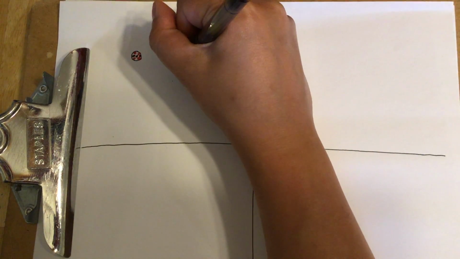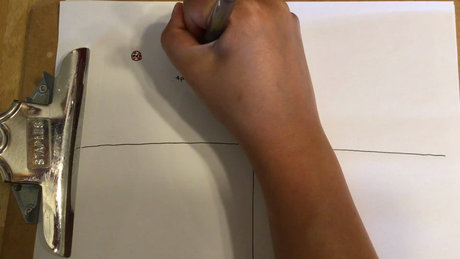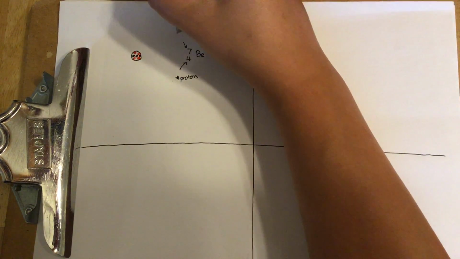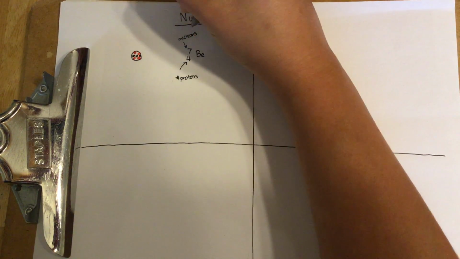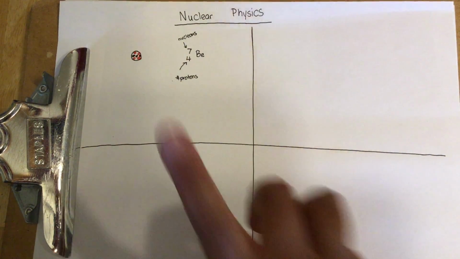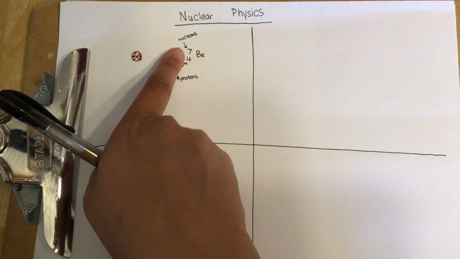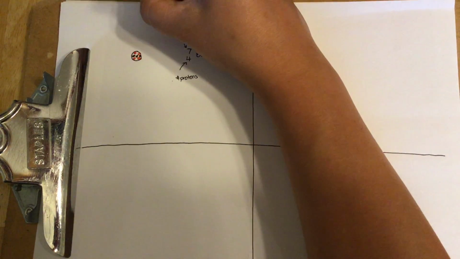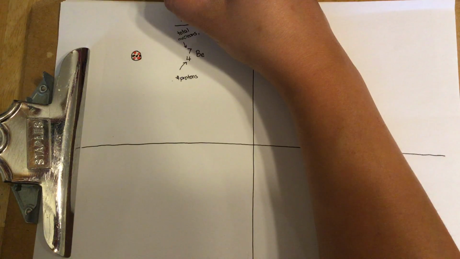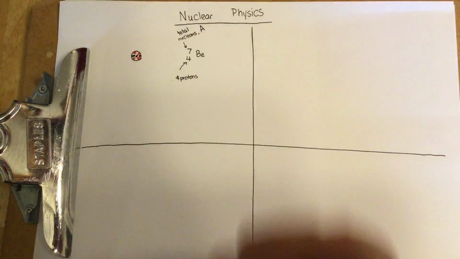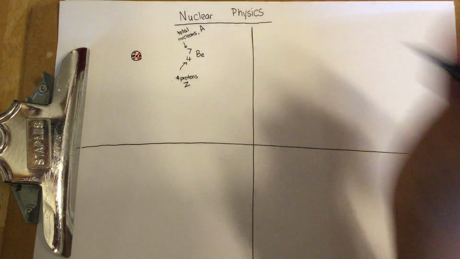The number on the bottom of this refers to the number of protons. The number on top is the total number of nucleons. That's neutrons plus protons. And in this case, 3 black neutrons plus 4 red protons equals 7 nucleons total. The total number of nucleons is also called A, the mass number, whereas the total number of protons is sometimes called Z, the charge number.